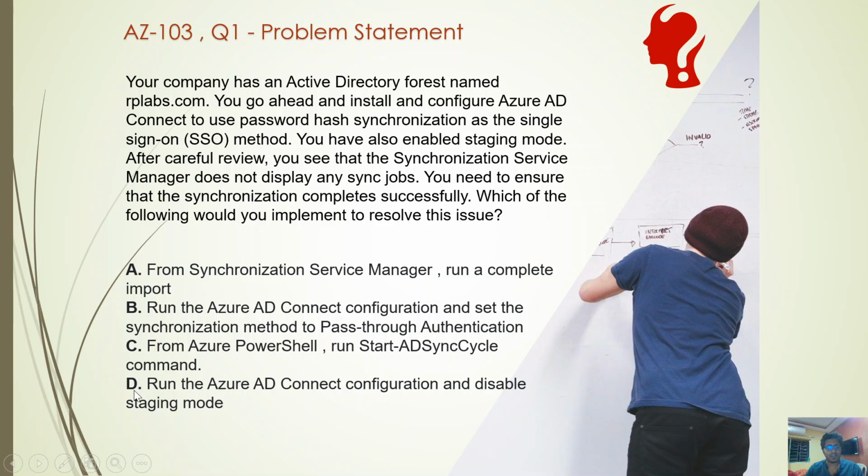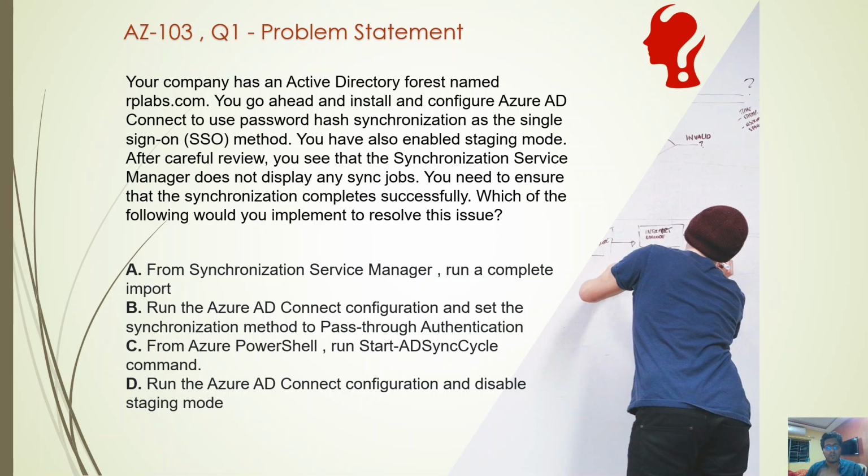So here the answer is D. Run the Azure AD Connect configuration again and disable the staging mode. So you don't even need to know about A, B and C. The trick is to know what staging mode is. Without this information, you will not be able to answer this question. All of these options will confuse you. You must know that if staging mode is enabled in my Azure AD Connect server, then synchronization will not happen successfully. All my export jobs will not happen. Everything is paused. So that is how you correlate.